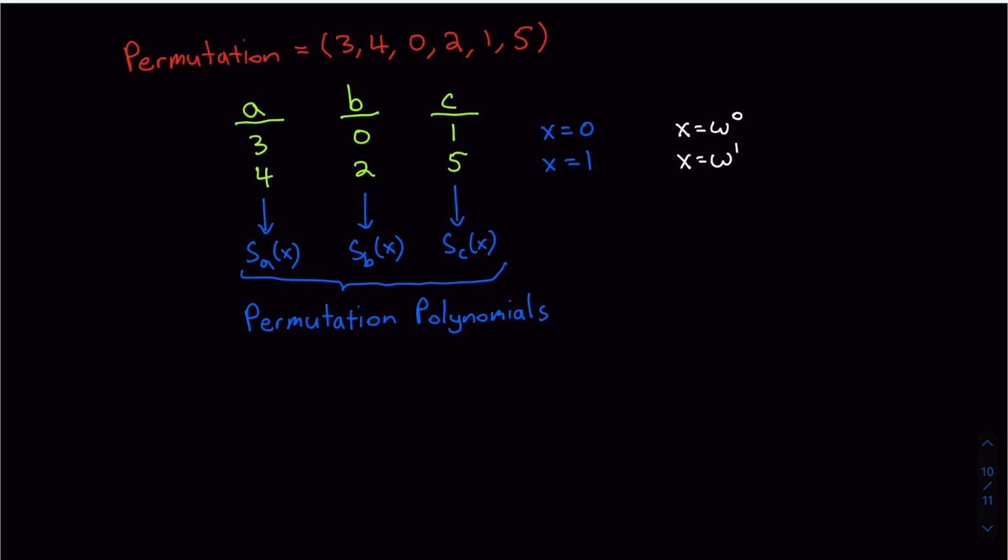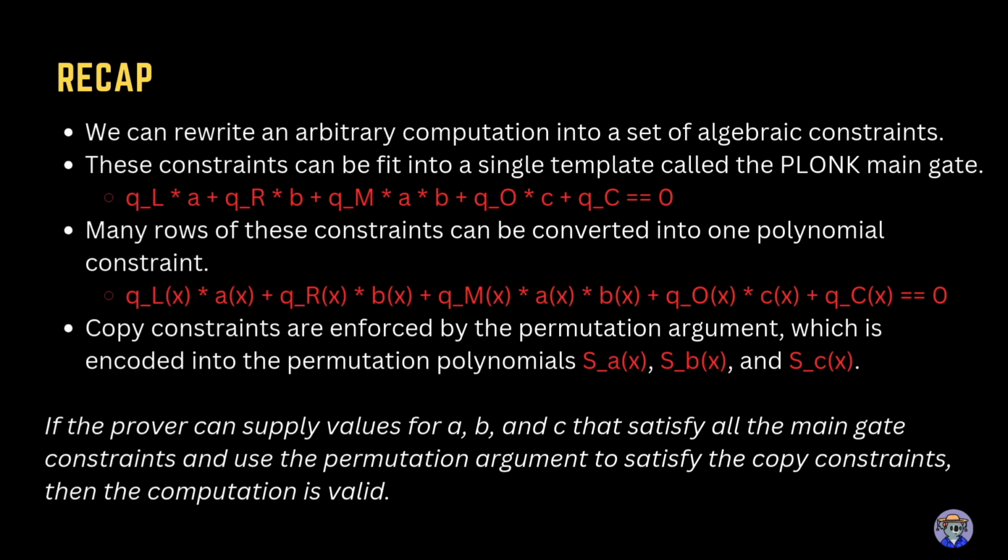And that's it. We've covered a lot today, so let's recap. Today we talked all about PLONKish arithmetization, which turns arbitrary computation into a format that PLONK can understand. We can take something like proving you know a preimage to a hash, or proving that certain inputs and outputs are valid for a computer program, and rewrite it as a set of algebraic constraints. In vanilla PLONK arithmetization, these constraints all fit into a single template called the PLONK main gate. Using polynomials, we can turn many of these constraints into one polynomial constraint. The Q's are called selector polynomials and define the constraints.